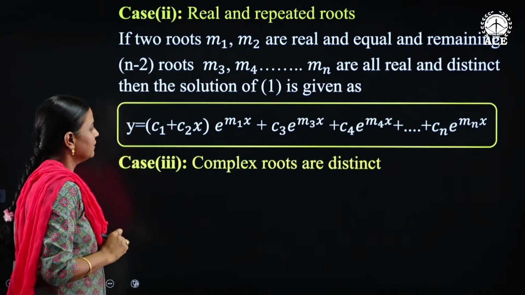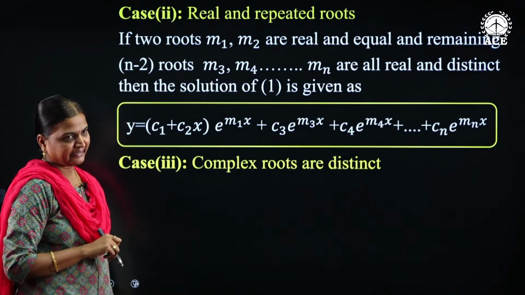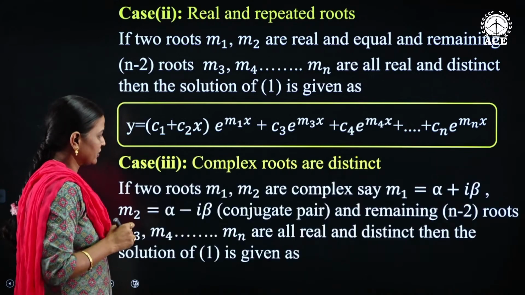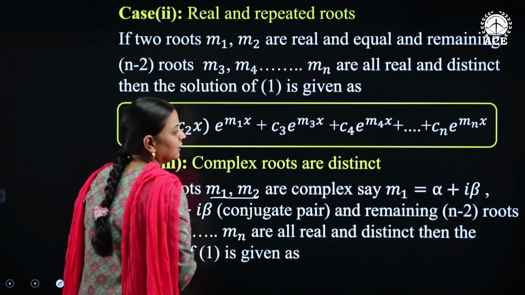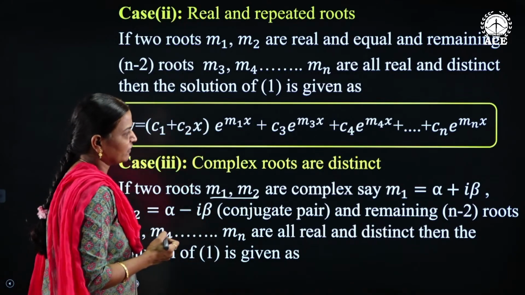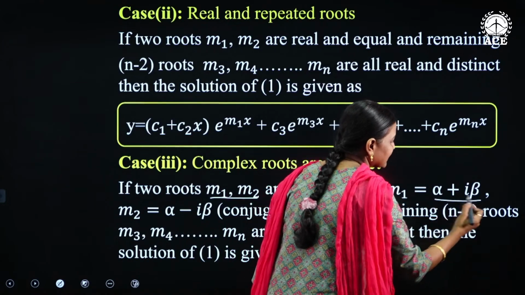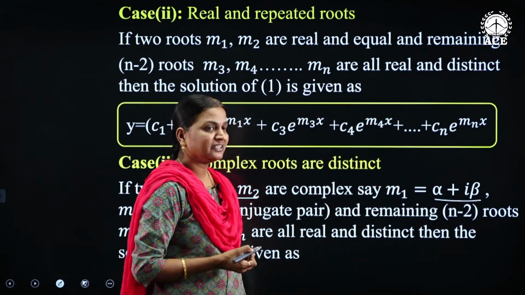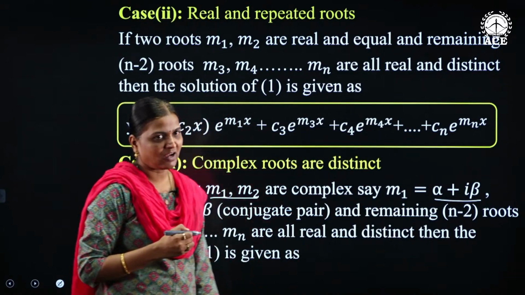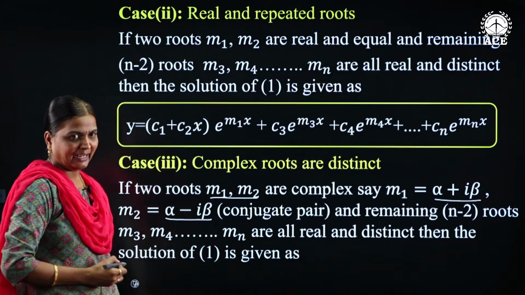Next, third case is when the roots are complex and distinct. So how to state this one? Suppose 2 roots m1 and m2 are complex roots. So consider m1 is equal to alpha plus i beta. If alpha plus i beta is one root of the polynomial equation, then its conjugate, what is the conjugate of alpha plus i beta? Alpha minus i beta is also a root.